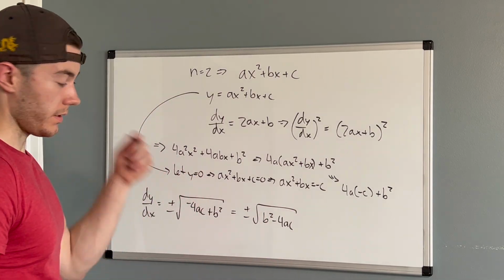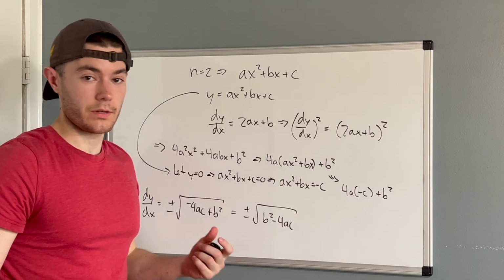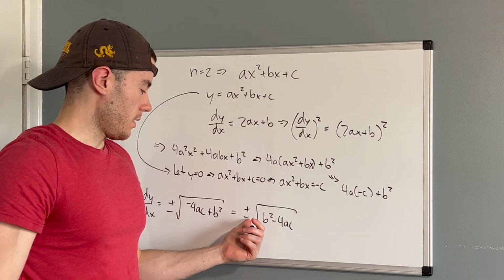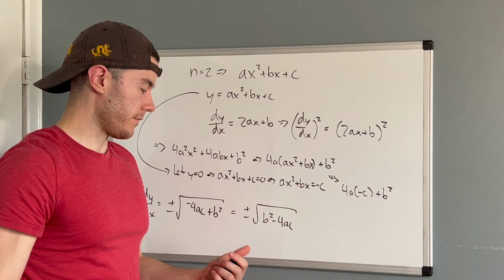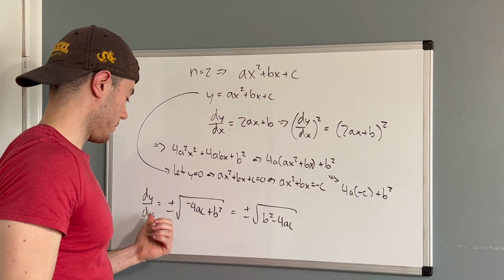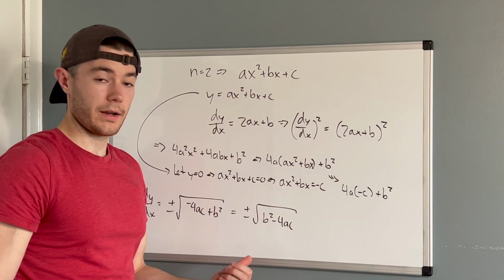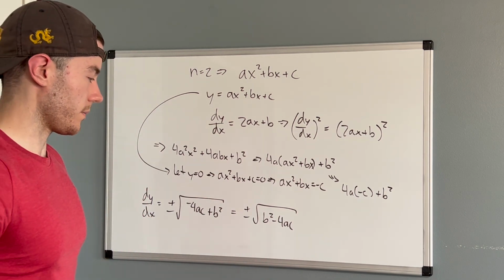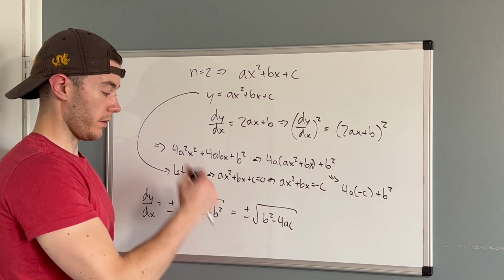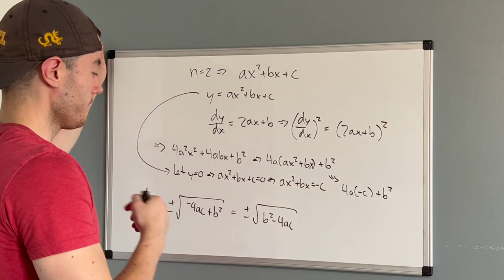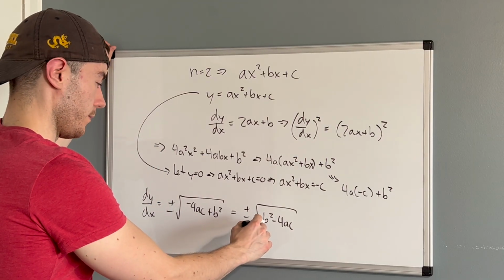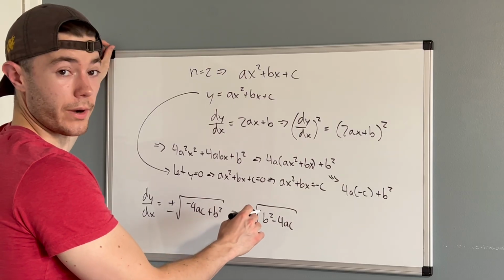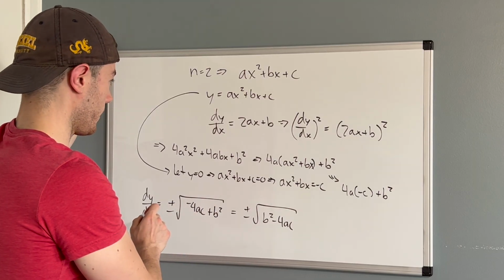Why is it plus or minus? Because that's what happens when you take the square root of something. A positive value squared gives you a positive, and a negative times a negative is a positive, so it doesn't matter, it can be either or. That's why the plus or minus is there. So we have plus or minus the square root of b squared minus 4ac is equal to the first derivative.